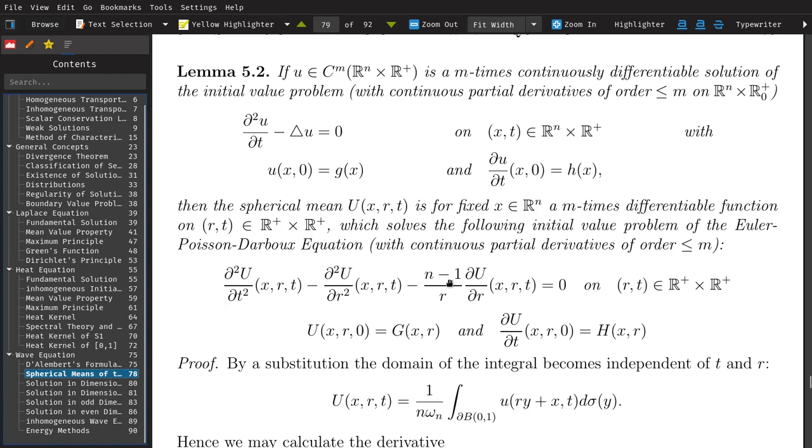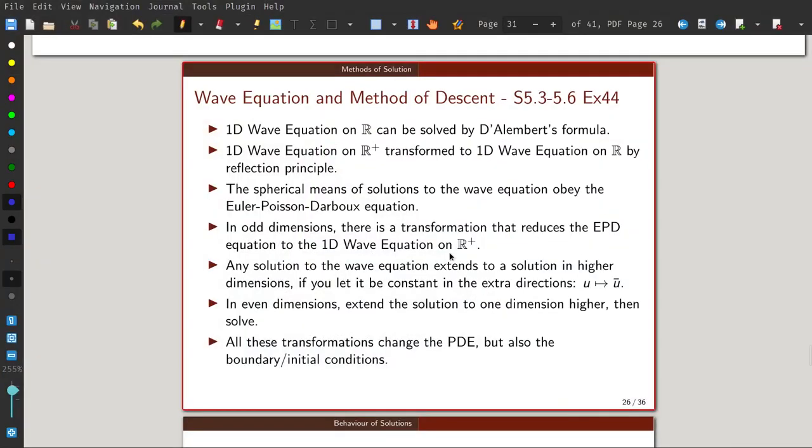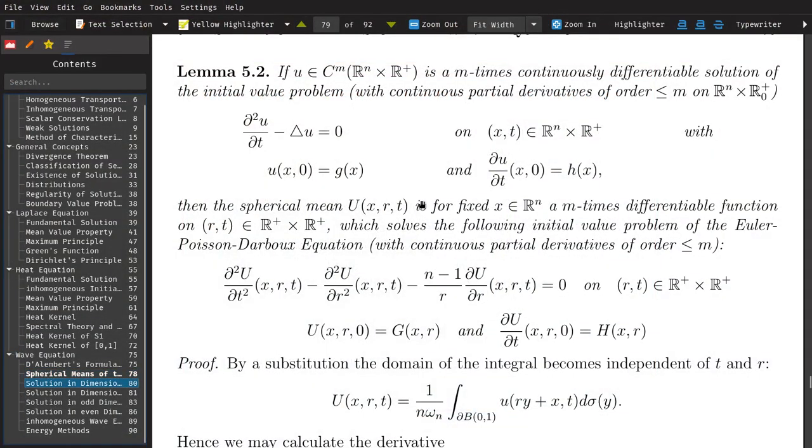So we've reduced, if you like, the study of the wave equation to understanding the solutions of the Euler-Poisson-Darboux equation. Now, there are two cases to consider. In odd dimensions, there is a really nice transformation that reduces the Euler-Poisson-Darboux equation to the one-dimensional wave equation. Let's have a look at that here.